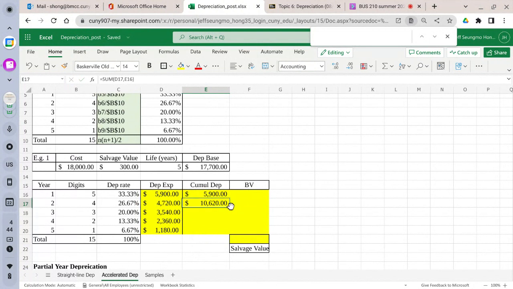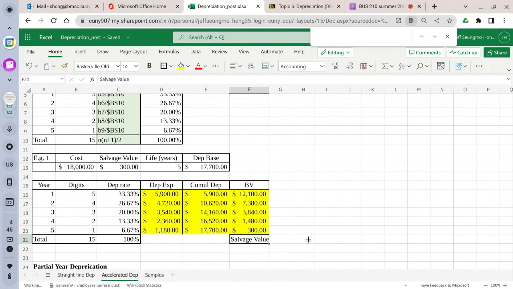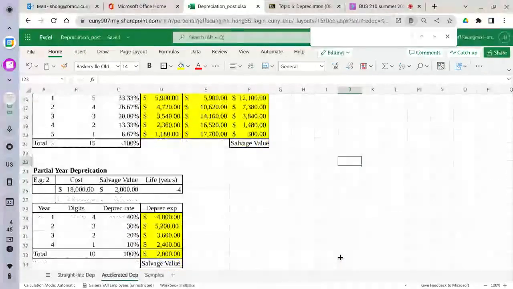And then, there you go. Book value is always cost minus accumulated depreciation. And I drag it down, and arrive at salvage value, right? So this is complete. It checks out with what we did. That's really correct. So this is the accelerated method.